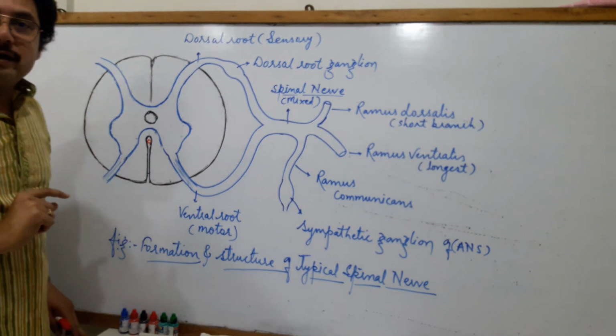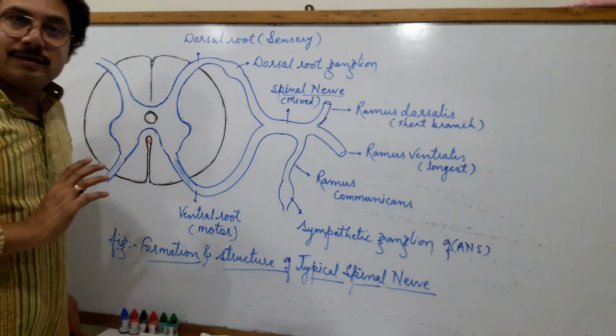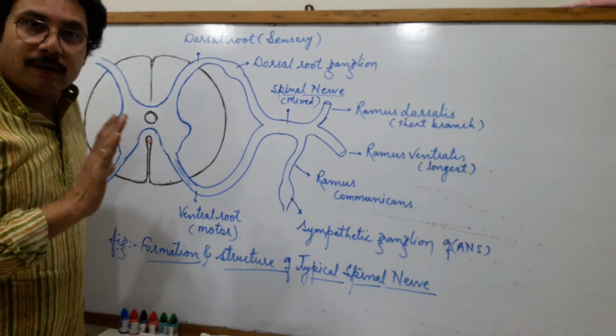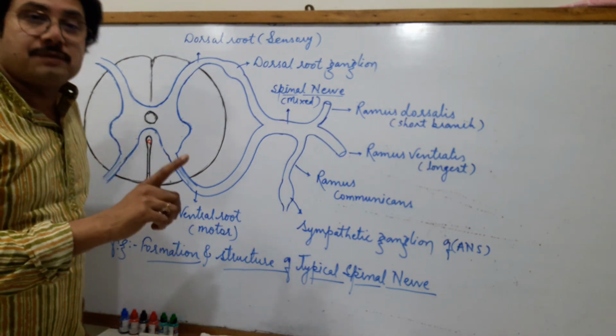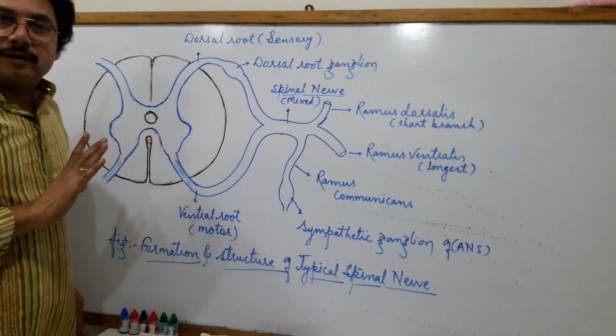8 pairs in the cervical region, cervical spinal nerves. 12 pairs in the thoracic region, thoracic spinal nerves. 5 pairs in the lumbar region, lumbar spinal nerves. 5 pairs in the sacral region, sacral spinal nerves, and 1 pair in the coccygeal region, the coccygeal spinal nerve.